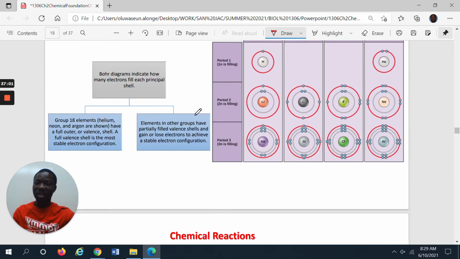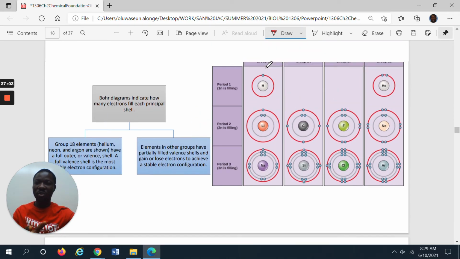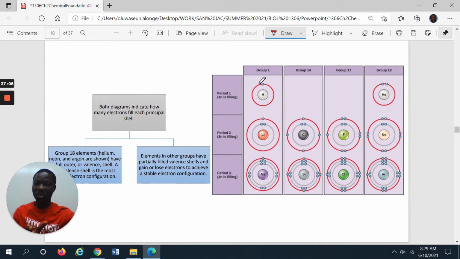So this is still the same discussion, showing you that this is a group 1 element, hydrogen, it will have 1 outside. Group 1 element, lithium, it will have 1 outside. This is sodium, it will have 1 outside. You can see, elements in the same group have the same number outside. Group 1 have 1 outside, group 2 have 2 outside.